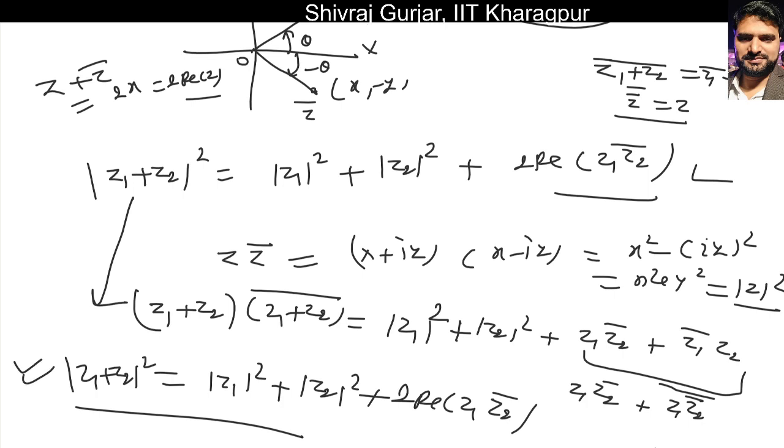Similarly, we can write that modulus of z1 minus z2, whole square, will be modulus z1 square. All will be same except here it will be minus. If here it is minus, here it will be minus.